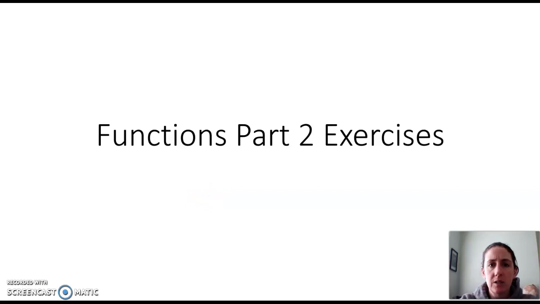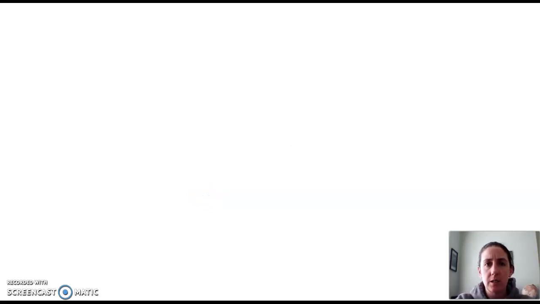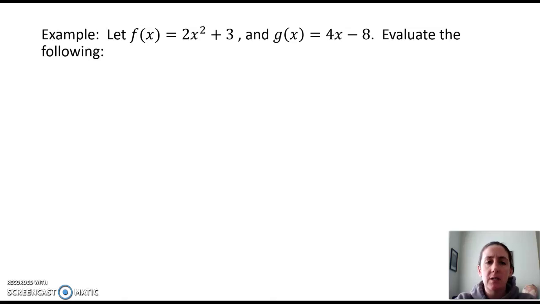Let's go over the solutions to functions part 2 exercises. So let's look at the functions f of x equals 2x squared plus 3 and g of x equals 4x minus 8, and we'll evaluate the following. At first we'll do f plus g at 4.